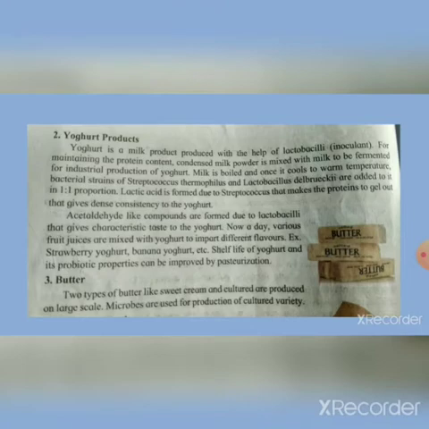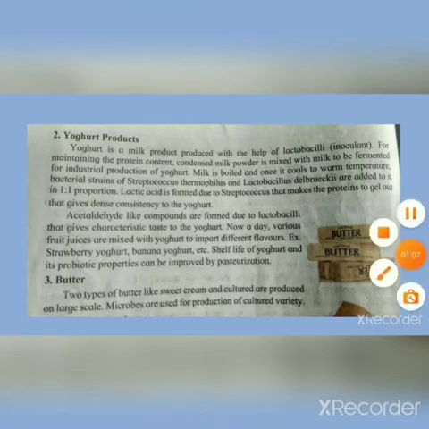Nowadays, fruit juices are mixed with yogurt to impart different flavors. Example: strawberry yogurt, banana yogurt, etc. Shelf life of yogurt and its probiotic properties can be improved by pasteurization. Butter. Two types of butter, sweet cream and cultured, are produced on a large scale. Microbes are used for production of the cultured variety.